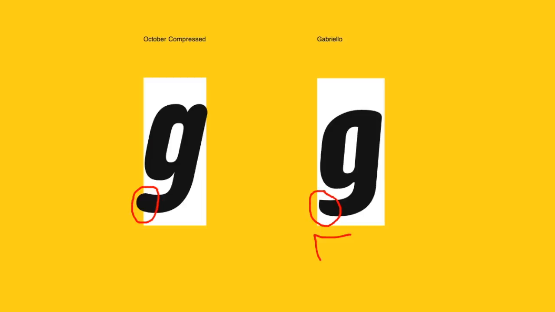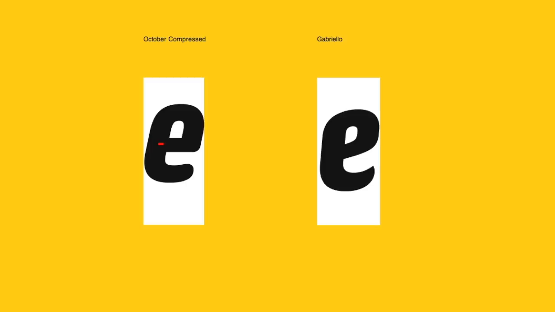Onto the E. Again, this idea of the skewing, the different strategies, are clear in this letter form. So in October, there's a straight horizontal crossbar, while in Gabriello, it's that angled crossbar. And again, notice the terminals. So we can see here there's some consistency in how the terminals are being handled internally between Gabriello and October. And this is creating a different kind of vibe and feeling between the letter forms.